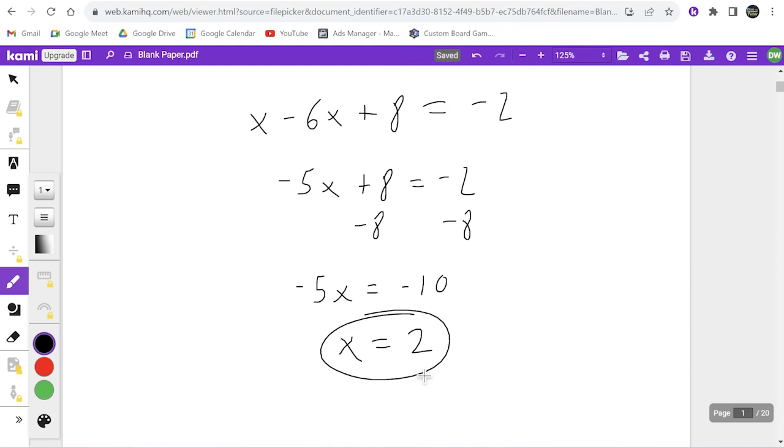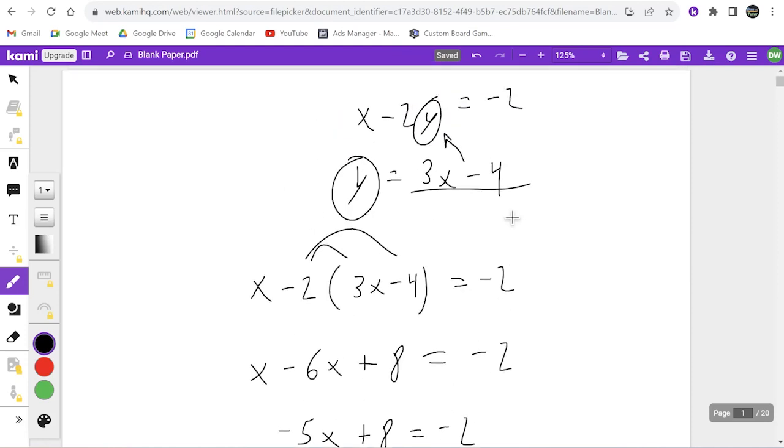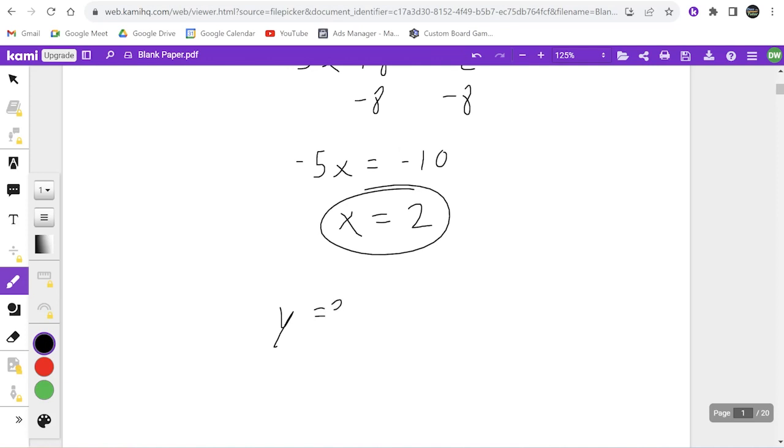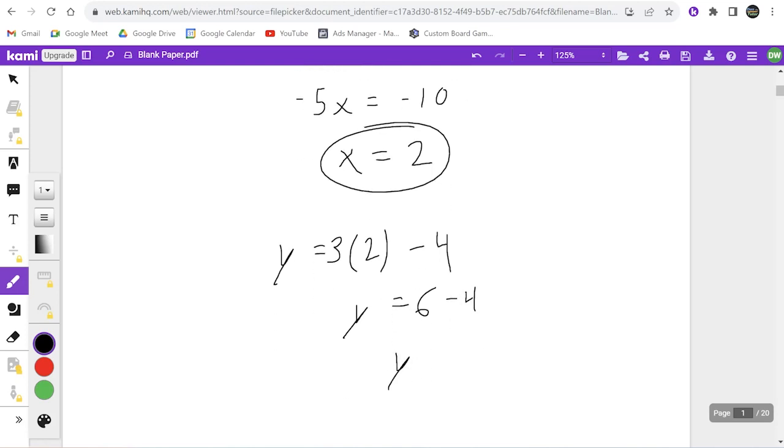And then again, if I want to find my y value, I can choose either the top one or the bottom one. I think the bottom one's going to be easier this time. It just looks easier to me. So y equals 3 times x, which is 2, minus 4. 3 times 2 is 6, so 6 minus 4 looks like y equals 2 as well. And there's the solution. Any questions?